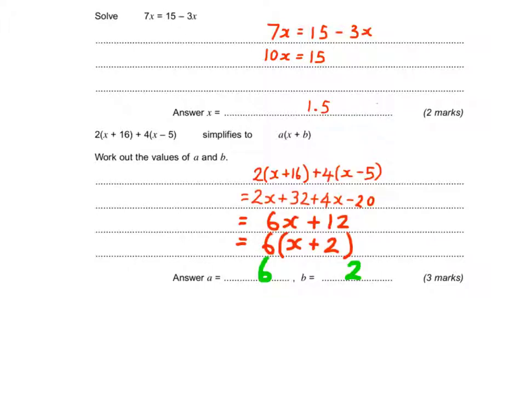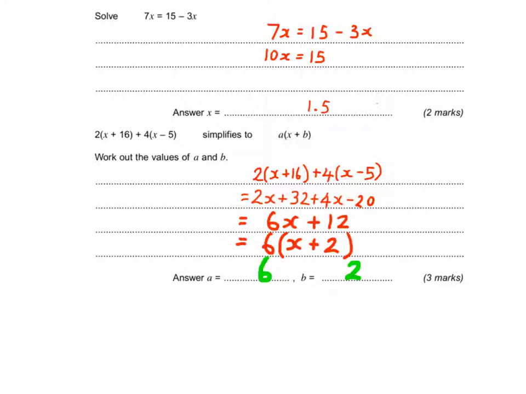So 2 times everything in the brackets x plus 16 gives you 2x plus 32. 4 times everything in the brackets x minus 5 gives you 4x minus 20. So we've got 2x plus 32 plus 4x minus 20. The 2x and the 4x go together to make 6x. The 32 and the minus 20 go together to make 12. So we've got 6x plus 12.